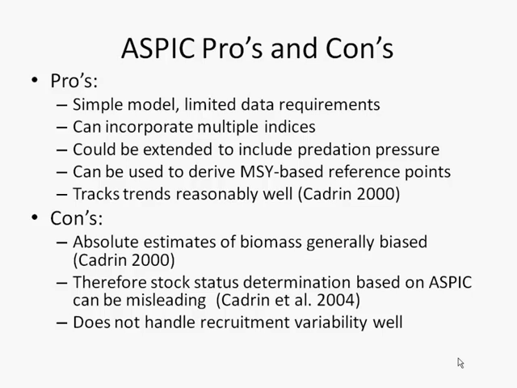As Steve Cadrin said in another paper, stock status determination based on ASPIC can be misleading because of this problem with these models. One of the reasons for this is that shrimp recruitment, especially in the Gulf of Maine, or the number of new shrimp produced each year, is extremely variable. And this kind of model, a mass balance model, doesn't respond very well to that. That's a big problem for these kinds of models, and it's a very prominent feature in the Gulf of Maine, as you all know, that the recruitment varies.